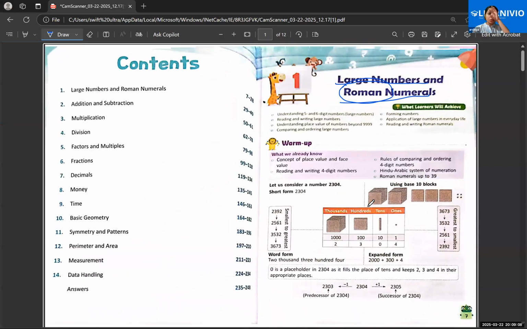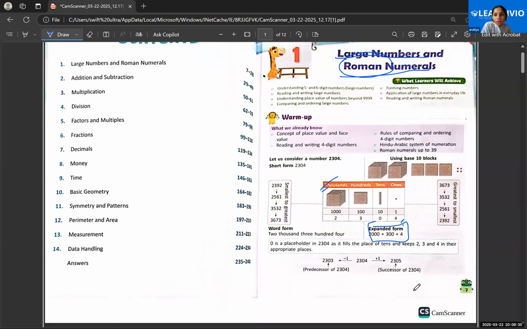Now on the first page of this chapter, they're talking about the place value. They are also saying expanded form and word form. Let's do that first. And do you remember the predecessor and successor? We discussed it. Do you want me to revise it? Yes, I remember it. Okay.